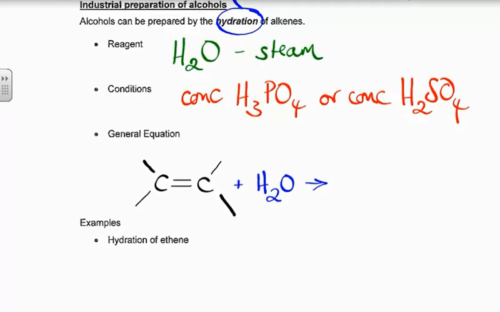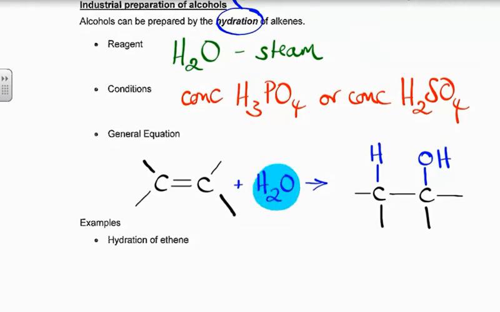So a general equation for this: there's our alkene and there's the water. Break the double bond on one of the carbons, we'll get the OH group. There we go, and the rest of the water, the hydrogen, is going to be on the other carbon. So there's the hydration.